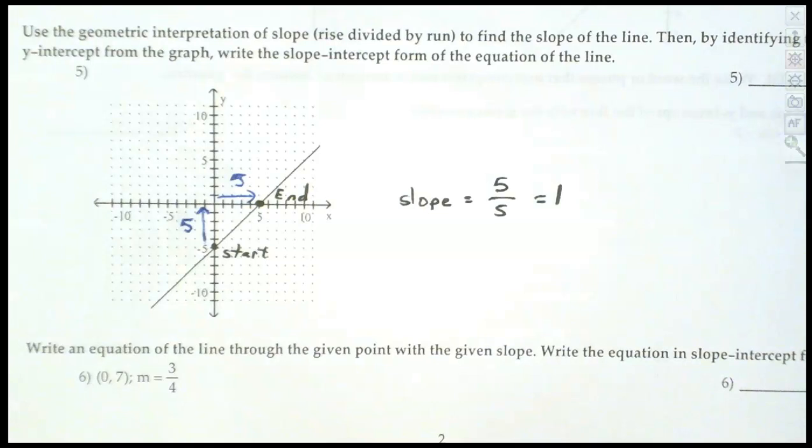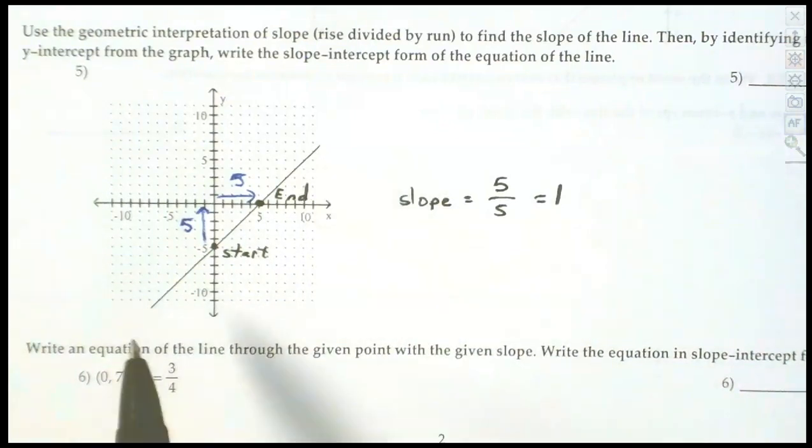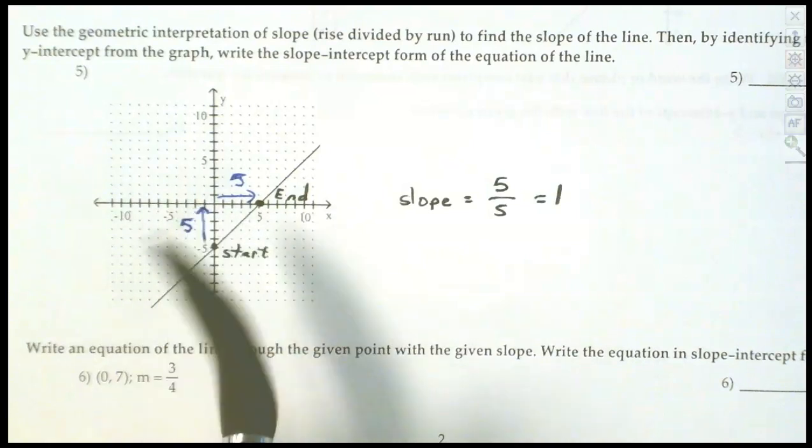Is everyone okay with how I did that? So I picked 2 points, and you could do any 2. You could pick a point way down here and way up here. It doesn't matter. You just go from one to the other and draw your triangle. Go up and then over.